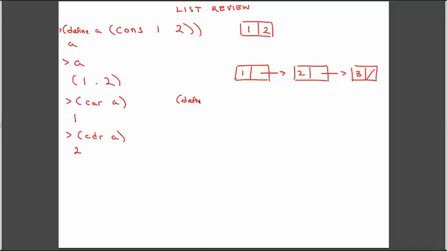a variable new list, and I'll write cons 1, and then my second element I want to be cons 2. Actually, let's make this a little more explicit. Cons 2, cons 3, nil. So if I have enough parentheses here, then this will work. Okay, 4 parentheses at the end there.